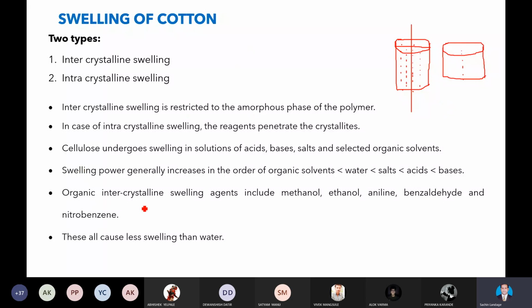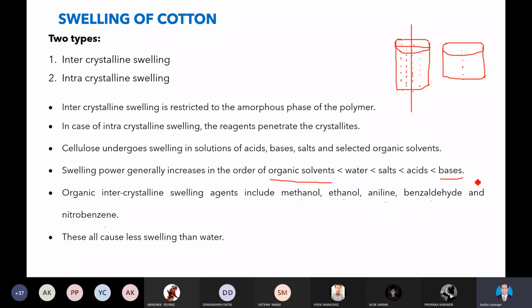Organic intercrystalline swelling agents include methanol, ethanol, then aniline, benzaldehyde, nitrobenzene. So these are the organic intercrystalline swelling agents. But they do not have that much effect on the fiber, whereas we are going to get more effect from the bases or alkali.